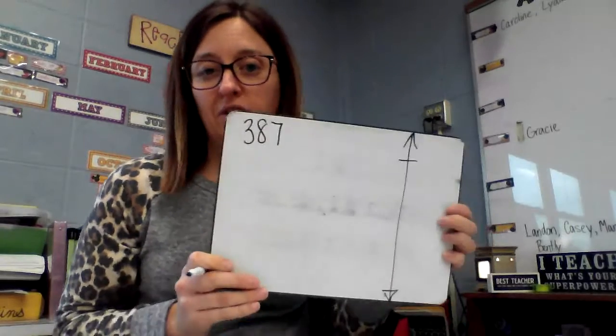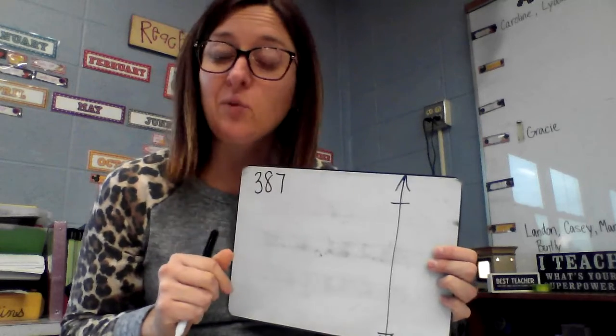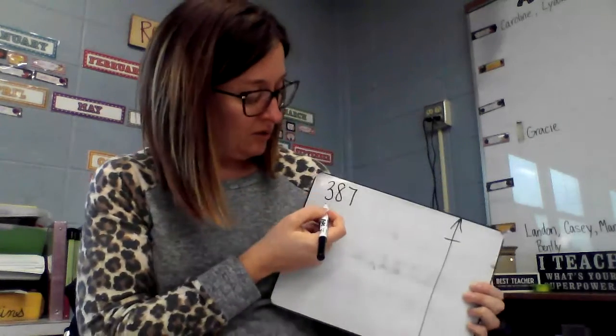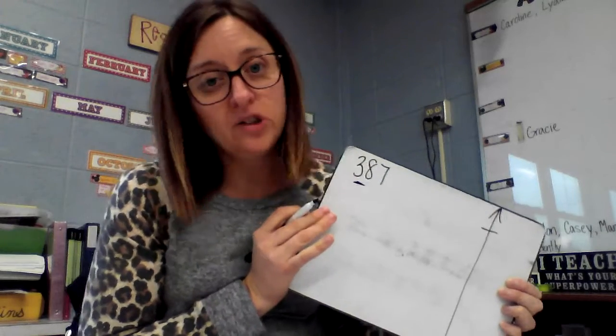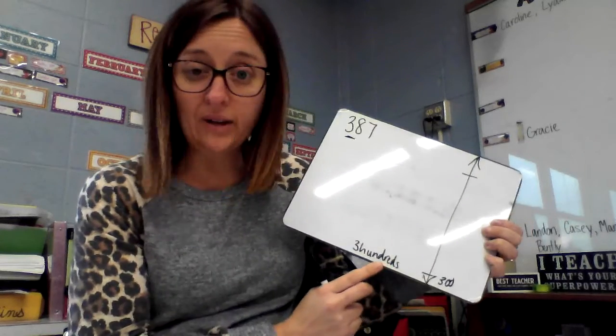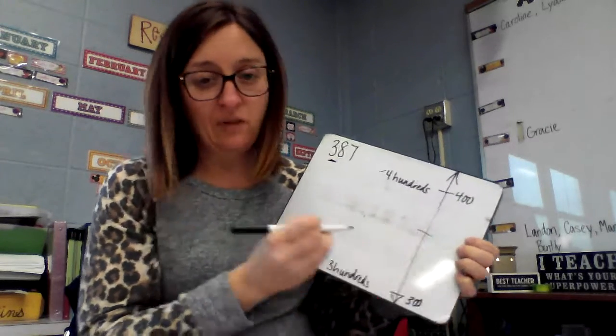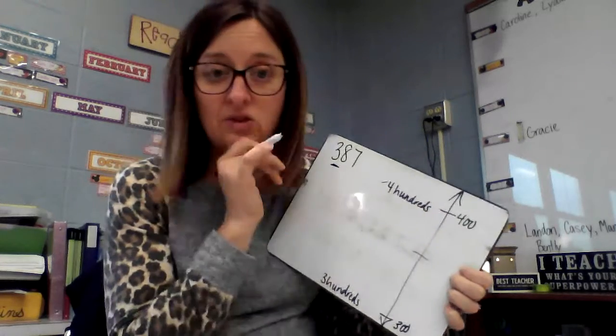Let's take the number 387. We're rounding to the nearest hundreds today. So now you're going to pay really close attention to the directions to find out if you're rounding to the nearest 10 or the nearest 100. So let's underline the digit in the hundreds place. How many hundreds are there in 387? There are 3 hundreds, or 300. What is 1 more than 3 hundreds? 1 more than 3 is 4 hundreds, or 400. And then we find our halfway point. What's halfway between 300 and 400? If you said 350, you would be correct.